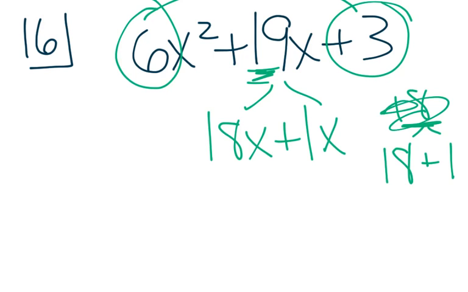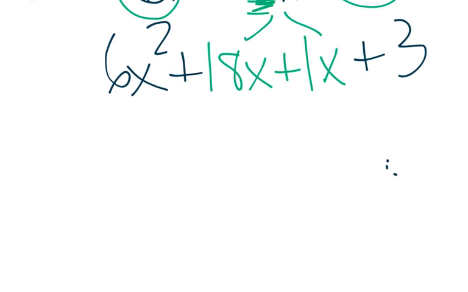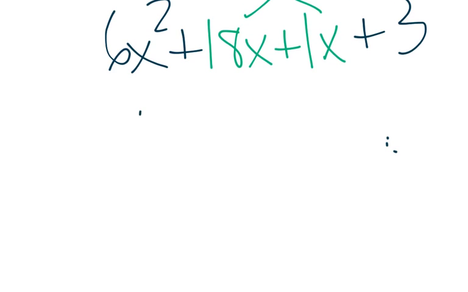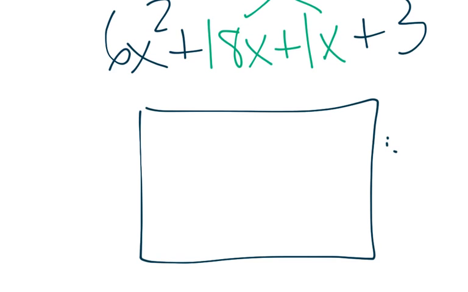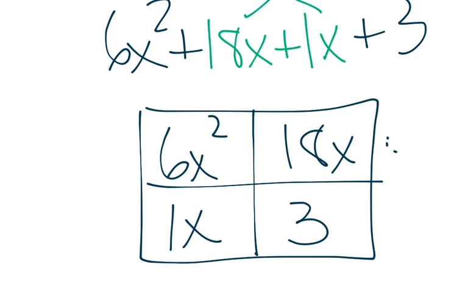So now, whoops, that's not an eraser. So now we can bring down our other two terms. We have 6x squared plus 18x plus 1x plus 3, and we can make our box. So we have 6x squared, 18x, 1x, and 3.